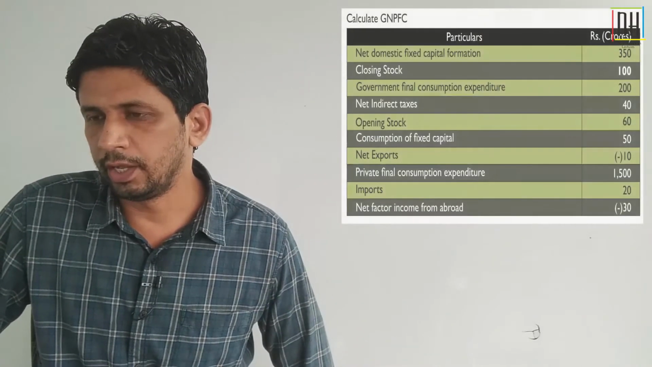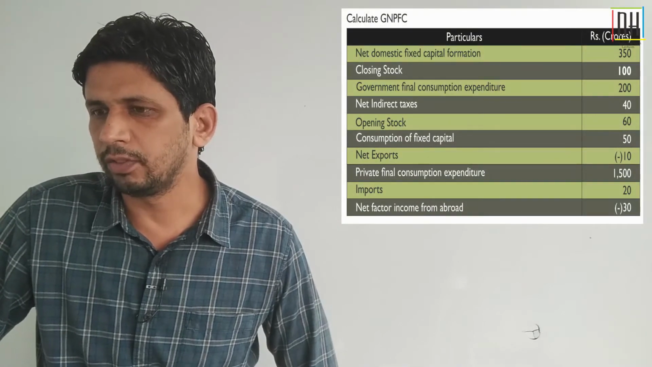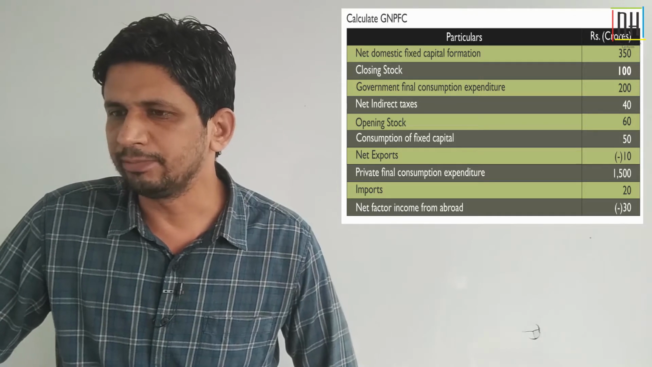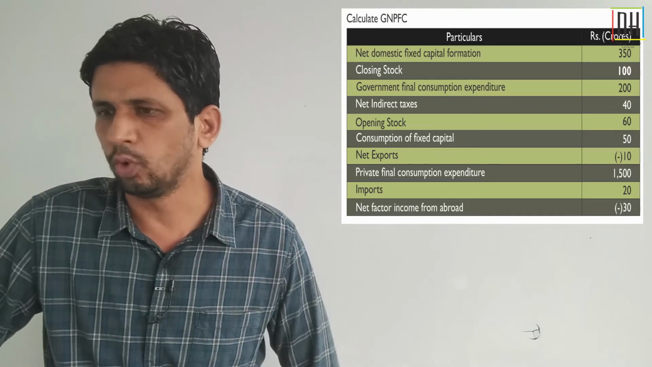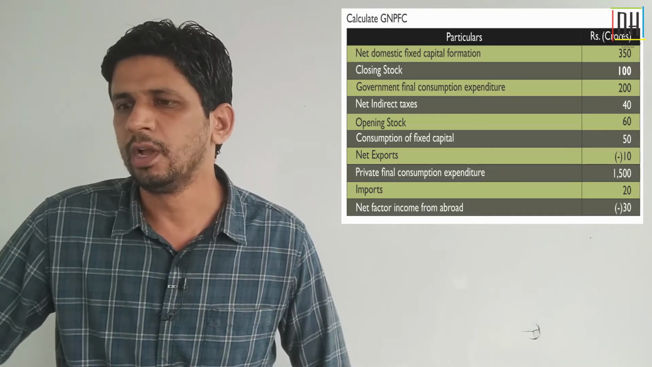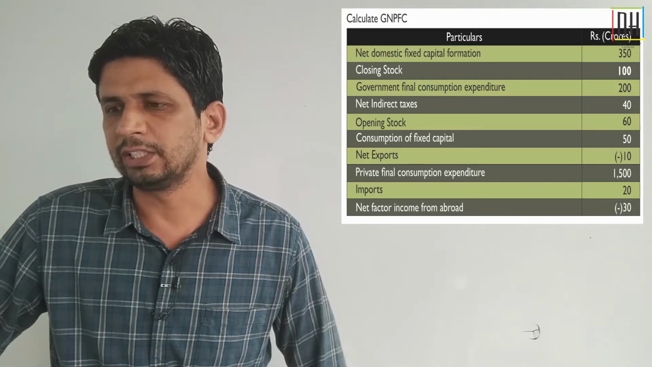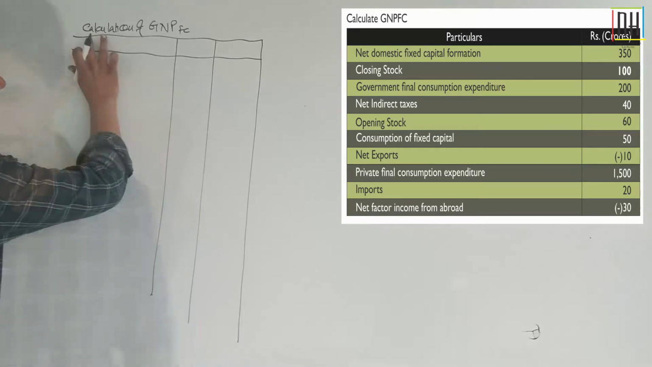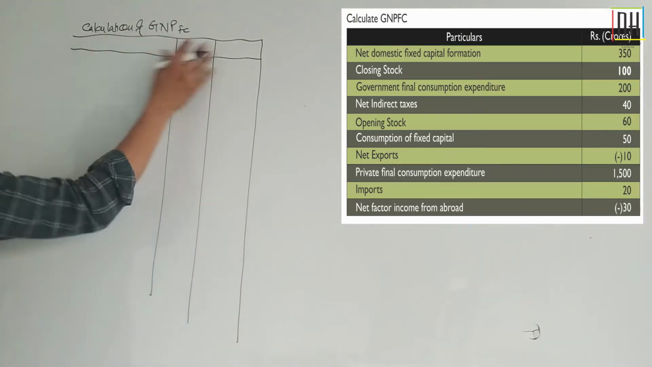Next question is calculate GNP at FC. Now we have to calculate the gross national income at factor cost. Information given: net domestic fixed capital formation, closing inventory, government final consumption expenditure, net indirect taxes, opening stock, consumption of fixed capital, net exports, private final consumption expenditure, imports, and net factor income from abroad. Calculation of GNP at FC, with particulars, sum and net amount.